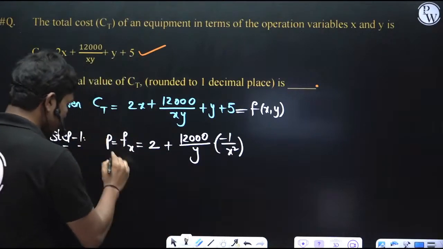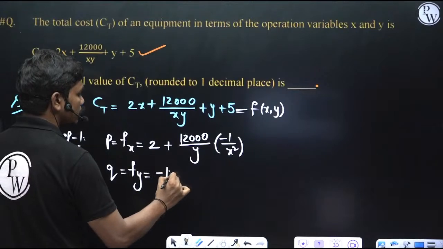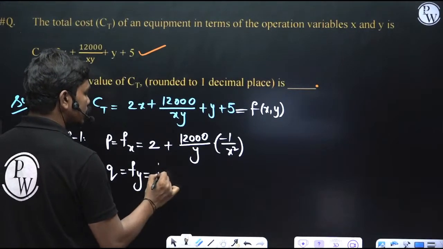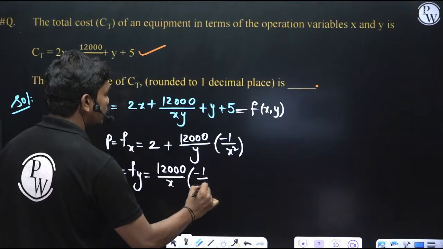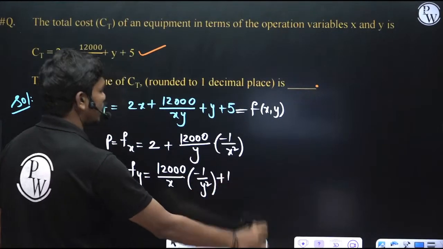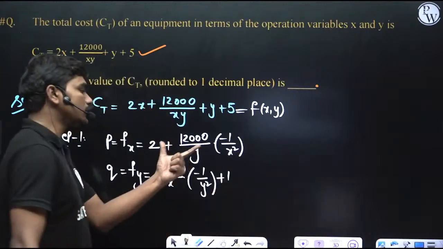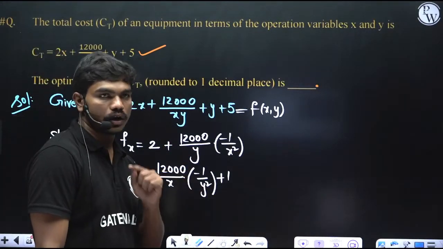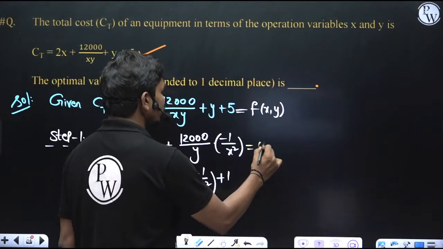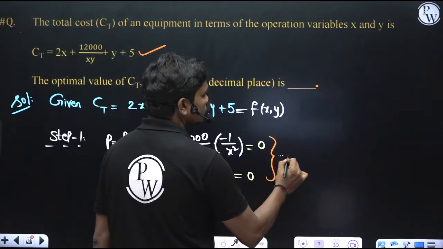Then q is equal to fy, which is minus 12,000, where 12,000 by x is constant, into minus 1 by y square plus 1. So p equals this function and q equals this function. The first thing you have to do is equate the first derivatives to 0 and solve for the x comma y values.